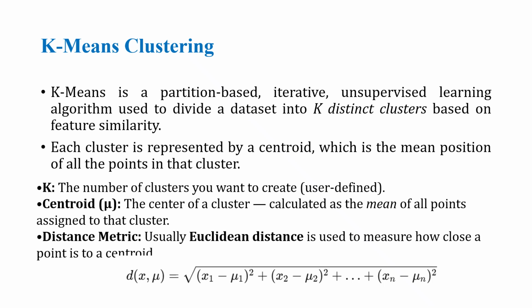Then the centroid mu is the center of the cluster, calculated as the mean of all data points assigned to that cluster. Then for the distance calculation, we are going to use the Euclidean distance.